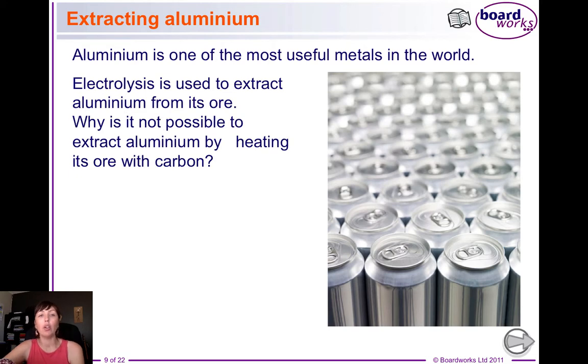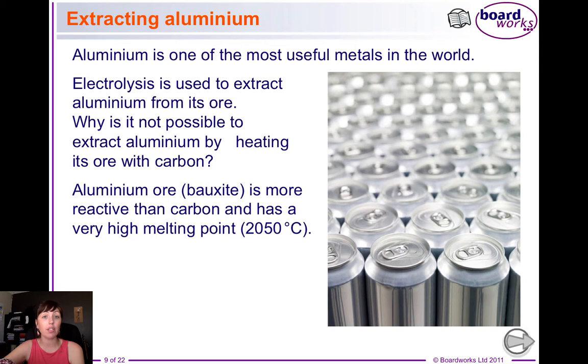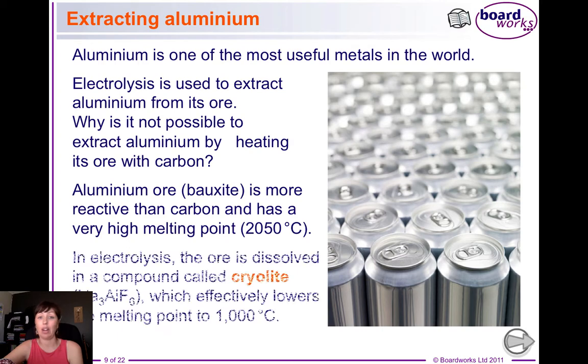Okay, so let's see here. Aluminum is one of the most useful metals in the world. Electrolysis is used to extract it from its ore. Why isn't it possible to extract it by heating it with carbon? Aluminum ore is more reactive than carbon. Okay, it has a very high melting point.